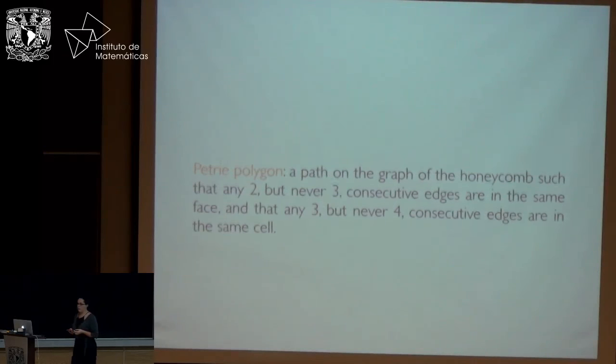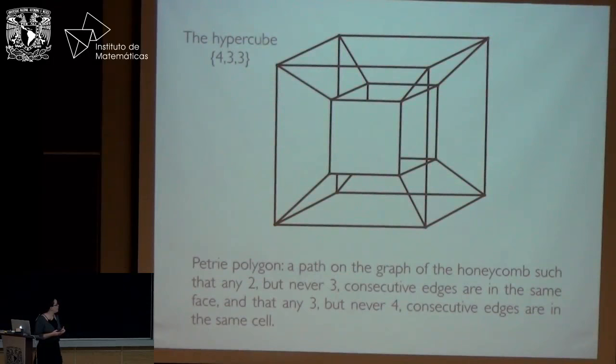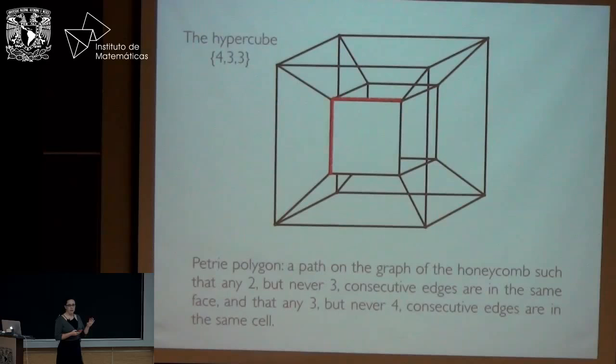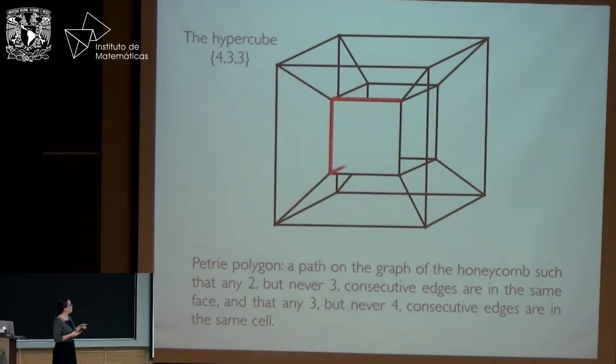So how do they look? I'm going to do a couple of examples. First, in the hypercube, I can start, say, with these 2. So these 2 edges are on a square. So then the 3rd one cannot be on a square. So I'm going to take it over there. And I have those 3 in the cube that is inside.